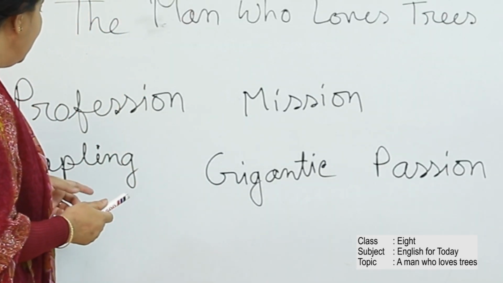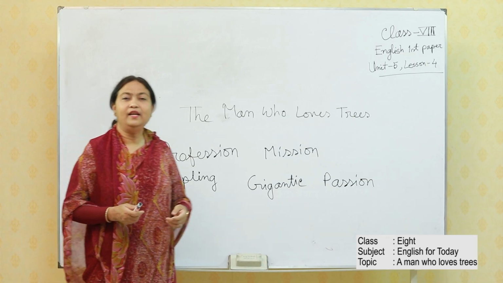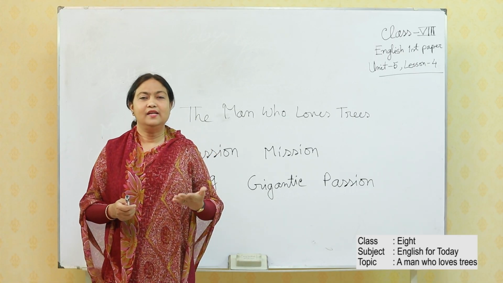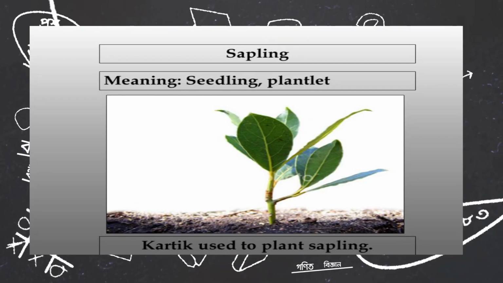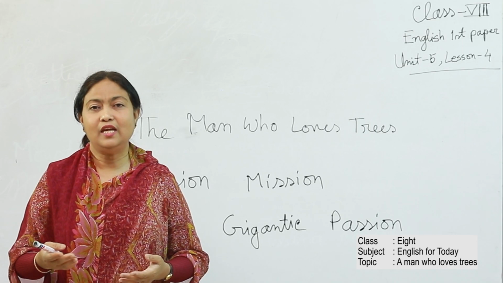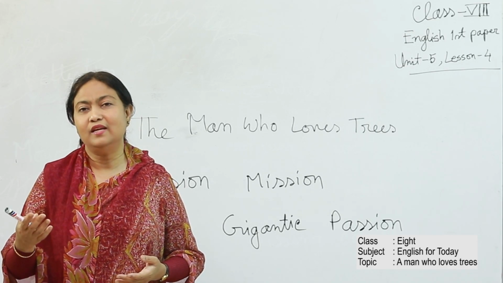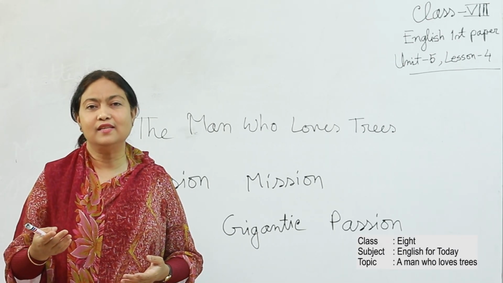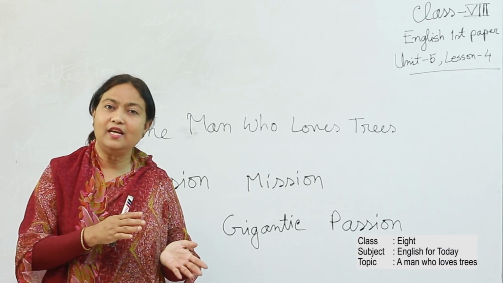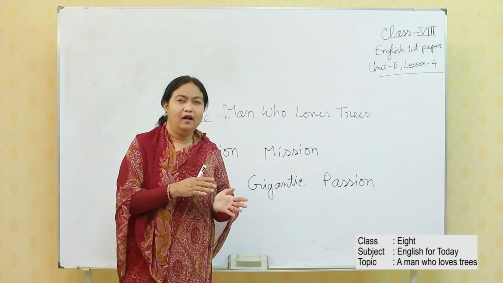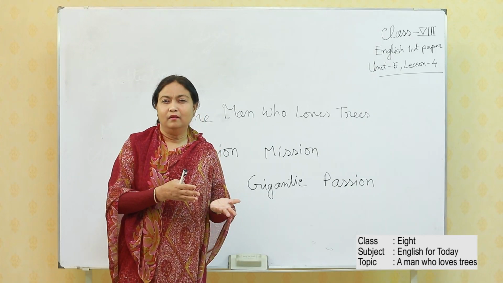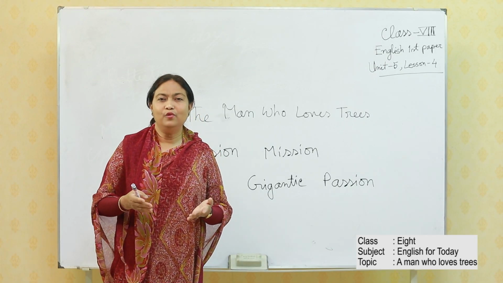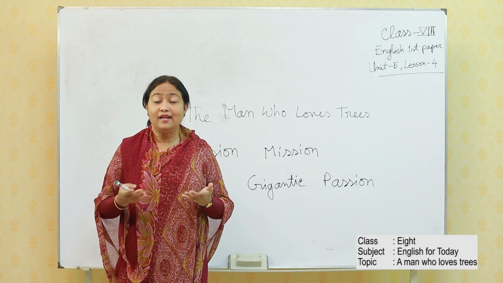The next word, sapling. Already you have seen the picture. Sapling is a little plant, and Kartik Paramanik loved to plant saplings, and he planted so many saplings in his village that previously his village was just like an oasis, but now his village is green.